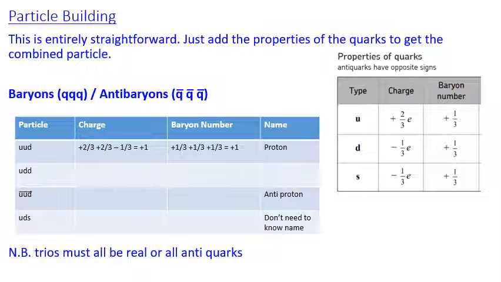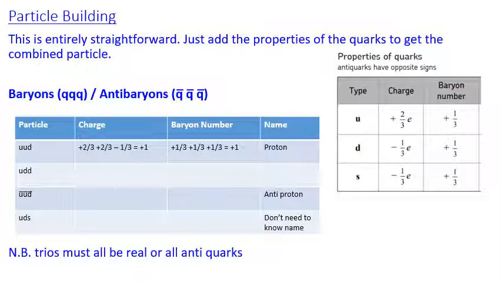Then the standard model asks, how do we build up the particles we see in everyday life? For example, the proton turns out to be the particle that's made up of quarks up, up, down. It's a baryon made up of 3 real quarks. So for the charge, we simply take the charge on each of the individuals, 2/3, 2/3, minus 1/3, add them up, and we get +1, and that is indeed the charge on the proton.